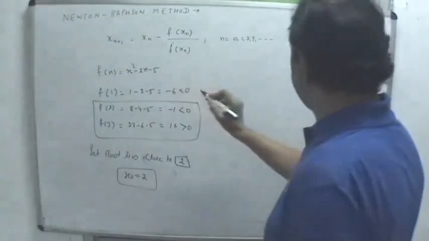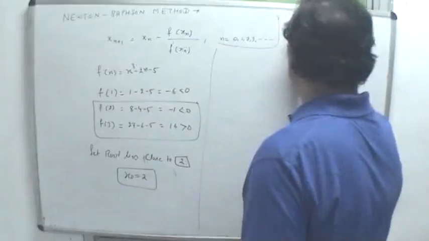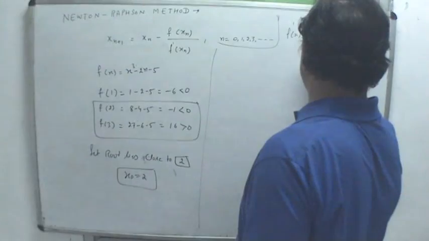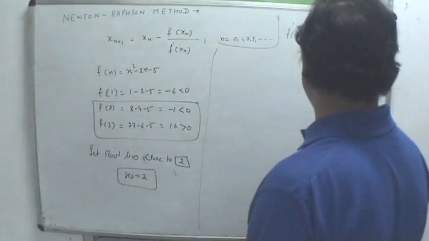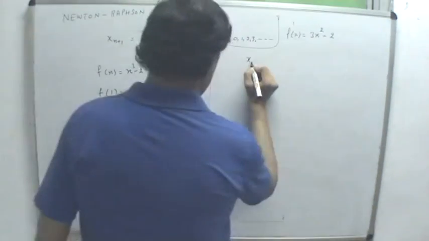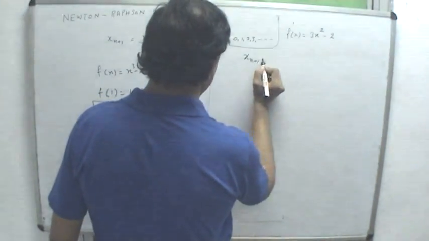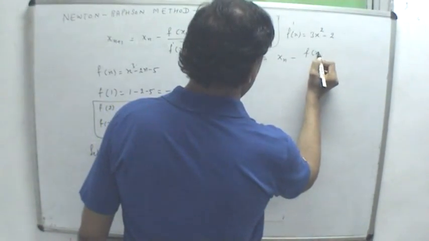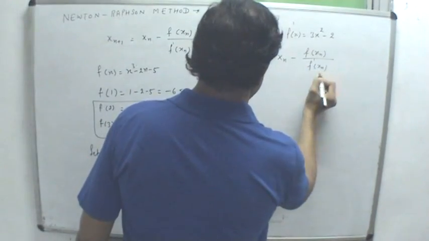Now we find the differentiation of the function, say f dash x. F dash x is equal to 3x square minus 2. Simple differentiation. Now we write the formula for the Newton-Raphson method: x_{n+1} is equal to x_n minus f of x_n divided by f dash x_n.